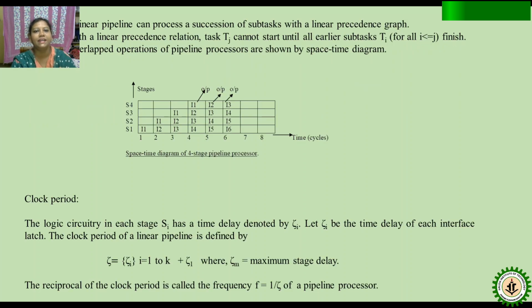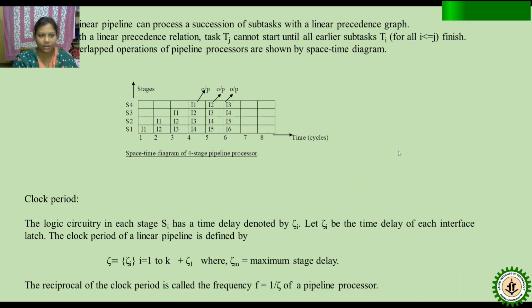So a linear pipeline can process a succession of subtasks with a linear precedence graph. This is known as the linear precedence graph. With a linear precedence relation, task Tj cannot start until the earlier subtask Ti ends. If i is the earlier task and j is the next task, when the earlier task ends, then the next task will start. The overlap operation of the pipeline process is shown in the space-time diagram. This is the space-time diagram. If there is overlapping, we can check easily whether there is any overlapping or not. In this diagram, there is no overlapping.